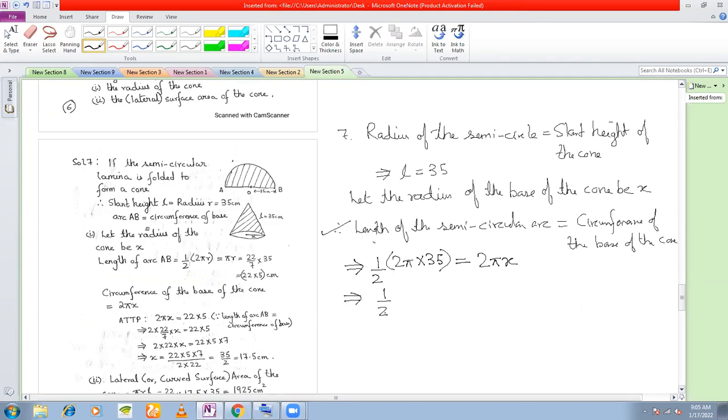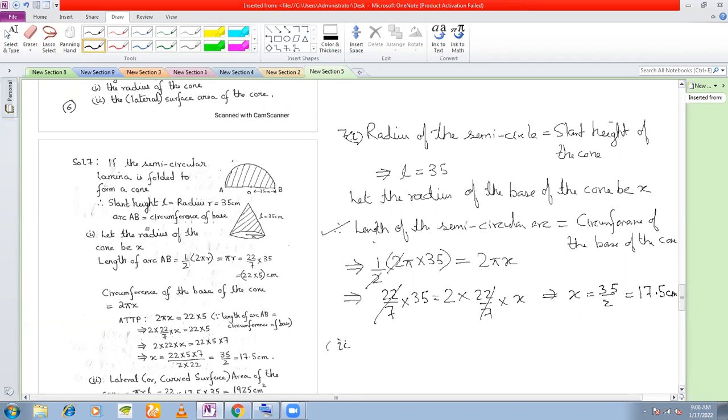First of all, this 2 and this 2 will cancel, so you are left with 35 pi. Now put the value of pi: 22 by 7 into 35 is equal to 2 pi into x. These two cancel from both sides, so you get x is equal to 35 by 2. So you get 17.5 as the radius of the base of the cone. This completes the first part of the question.